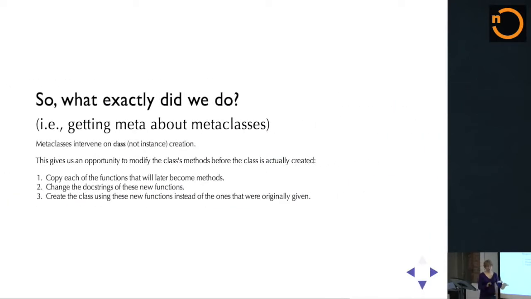OK, so just to take a step back, what exactly was it that we did? I.e. getting meta about metaclasses. Again, metaclasses intervene on the class creation. Again, that's class, not instance. So it's the thing that creates instances. We're changing that thing. And because we're able to intervene on class creation, we can make some changes. And in this particular case, we copied the functions, changed their doc strings, and then we finally created the class using those modifications.